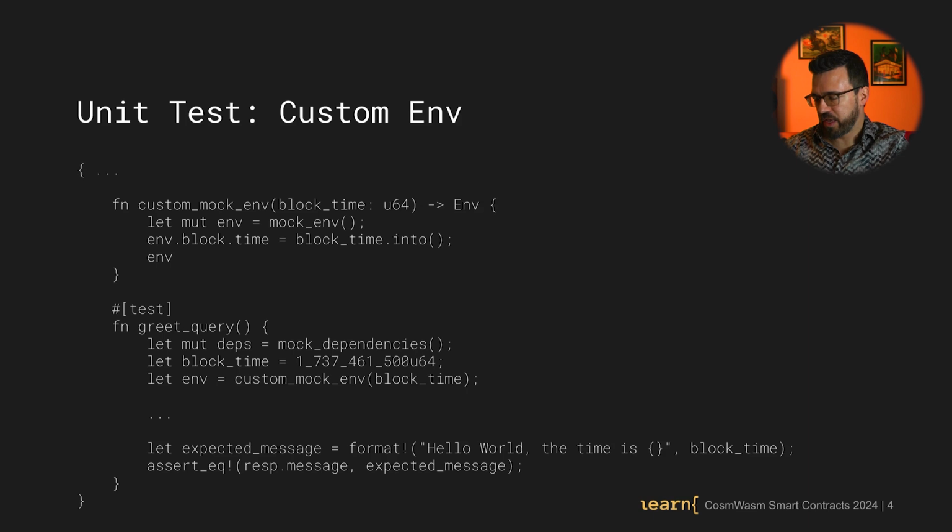We have that env, and when we go through our query, instantiate and query and say greet, please greet me, and it returns a message, and we parse the message out just like we did in the last slide. We get the message, hello world, the time is, and then the block time. And so this is testing that the query does in fact return the current block time in its message. So if we wanted to set vesting times, expiration times, and have tests that expected appropriate results, this is how you do it with a custom env.